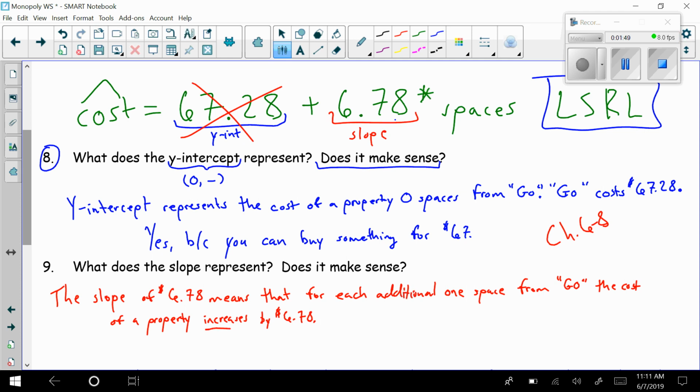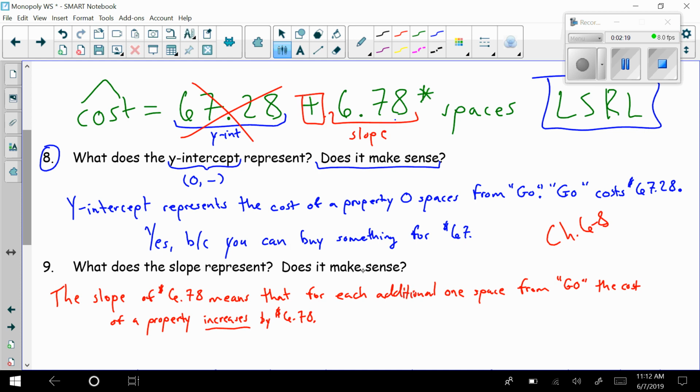Okay, so how do I know it increases? And this is important, you have to put increases because it's a positive slope, right? It's this positive slope here. Because it's a positive slope, it increases, and that means, if I had 1 first space here, then that would be 6.78, right? If I had 2, the average there is 6.78. Each additional increase in space from go increases the cost of that property by $6.78.